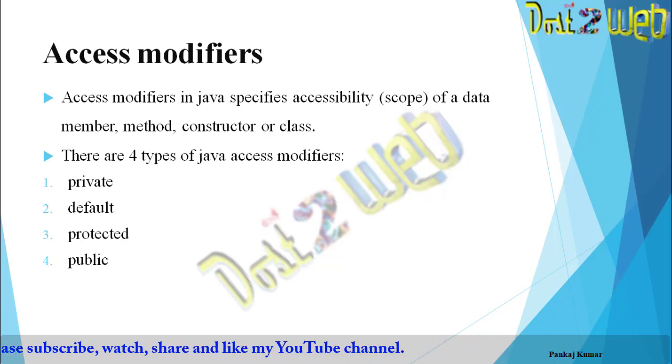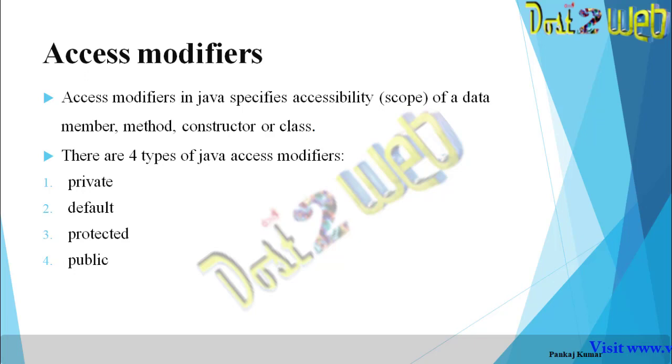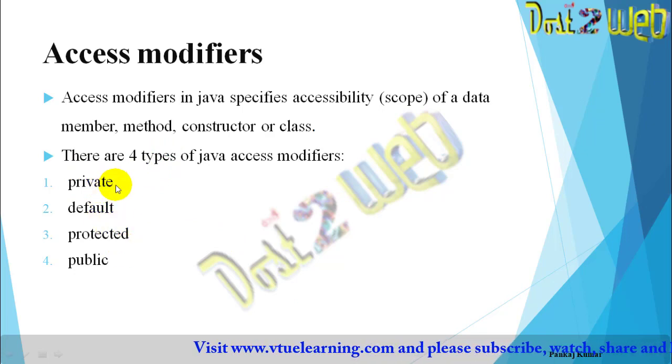Especially in the package, when you want to specify the modifiers, you know very well that access modifiers in Java specify the accessibility. That means which data member, method, constructor or class you are going to access. When you want to access these, how you are going to use them in programming. We know generally three types: private, public, protected.